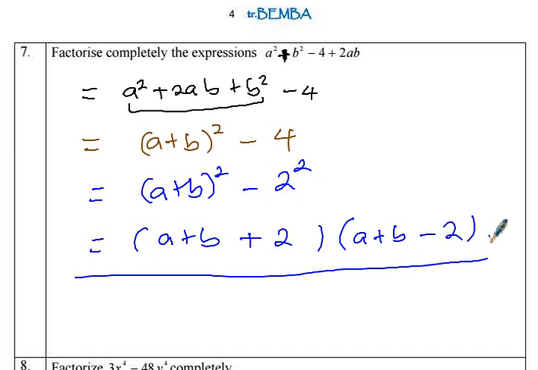But as I said, this can only be answered when you have practiced, okay? So make sure you answer as many questions as you can.